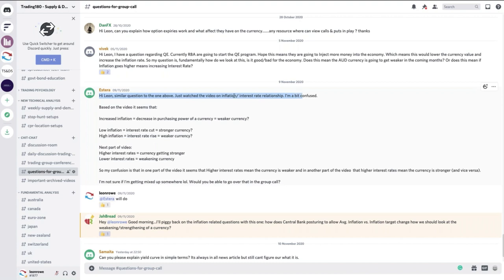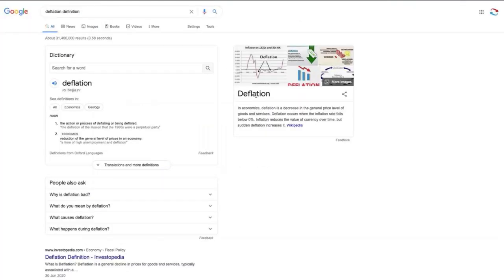So, just watched the video on inflation and interest rate relationship and a bit confused. Based on the video, it seems that increased inflation equals decrease in purchasing power of a currency, which is a weaker currency. That is correct. Yeah, that is actually correct. And if we look at the definition of, for example, deflation, this is basically what it means.